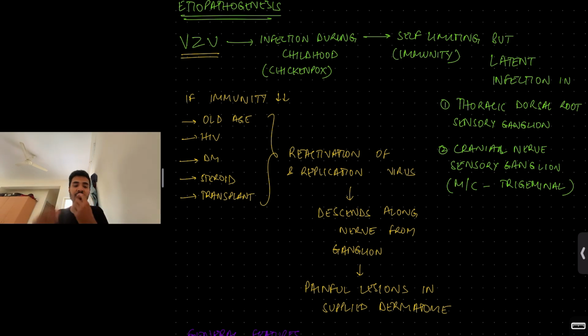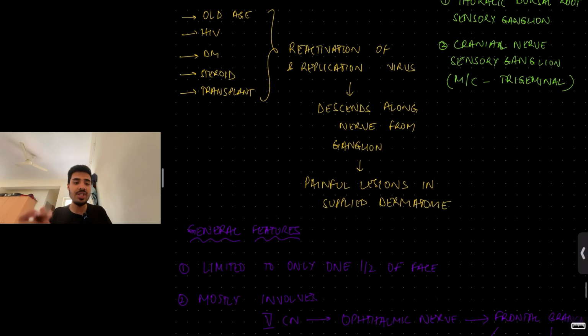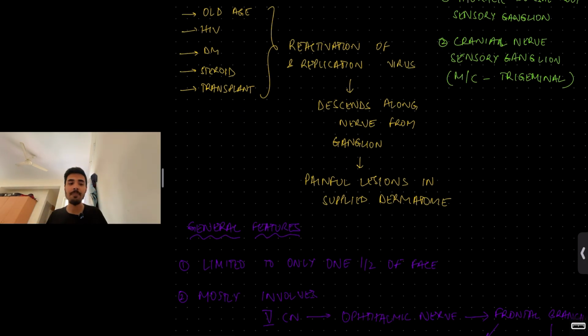So now what happens? From the ganglion, you have the sensory nerves, right? Through those sensory nerves through which it had initially ascended to come to the ganglion and establish a latent infection, the same nerves, it will now descend along and cause painful lesions in the dermatome that it supplies. If it is in the eye, then it is known as herpes zoster ophthalmicus. If it is in the skin, then it is known as herpes zoster shingles. So this is about the etiological organism, that is varicella zoster virus.